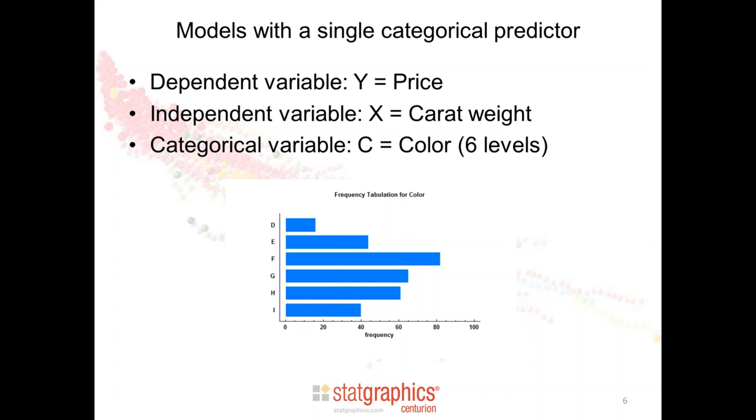Color, it turns out, in this data set has six levels. Diamonds are rated as having colors D, E, F, G, H, and I, where D is the purest, the most wanted diamond, and the higher the letter, the less quality the diamond. So what we want to do is fit a pricing model for the diamonds, involving both carat weight, that's our quantitative variable, and color, that's our categorical factor.